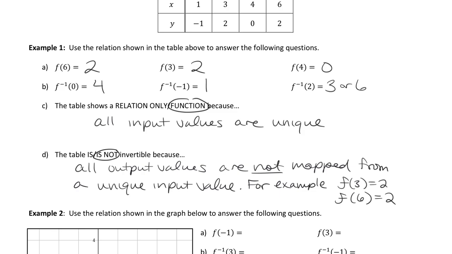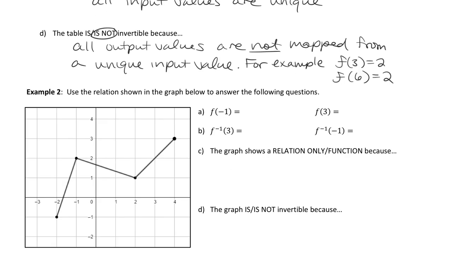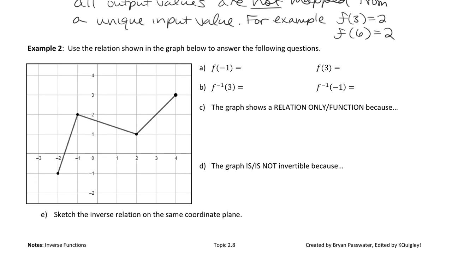Can we try another one with a different sort of piece of information for you? Correct. You have no choice. We're doing it anyways. Example 2, same sort of question. This time instead of a table, I gave you a graph. No big deal. We can handle it. We did this last time with function composition.